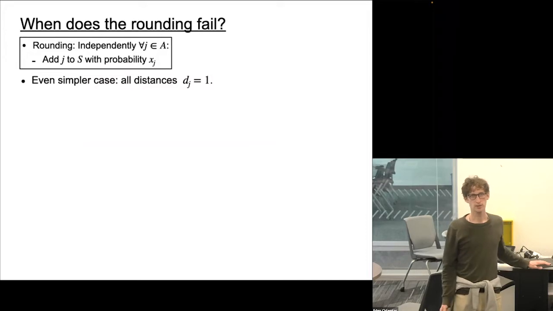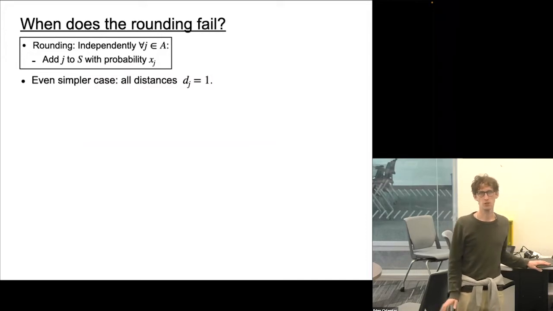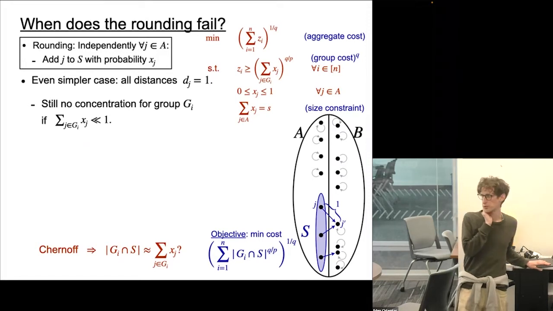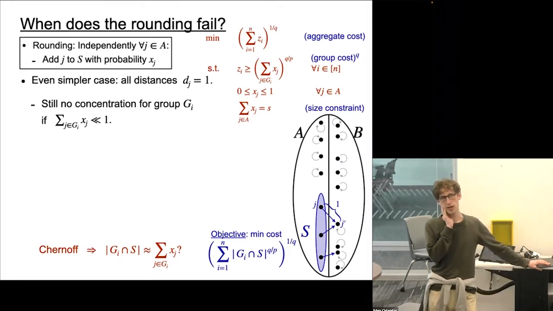Okay, so when does the rounding fail? Here's a very simple example. Let's think of all the distances as one, just to motivate what the issue is. And let's say we don't have this concentration. So we have this rounding, and then what happens is within every group, the contribution in the objective function is very small. It's like little o of 1, right? So we're not going to have concentration.